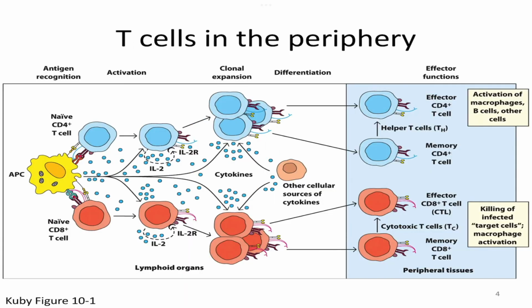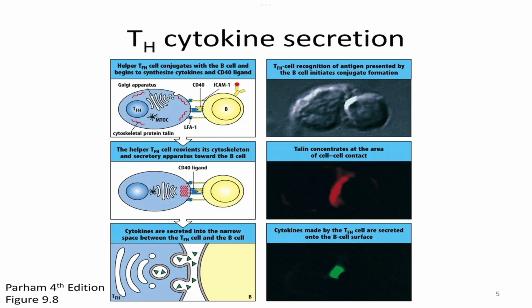When CD4 T cells are differentiated and become effector cells, we often refer to them as helper T cells. You can see this T sub H, as opposed to our CD8 cells, which went from being naive CD8 cells to CTLs. The CD4s go from naive CD4 cells to helper T cells.